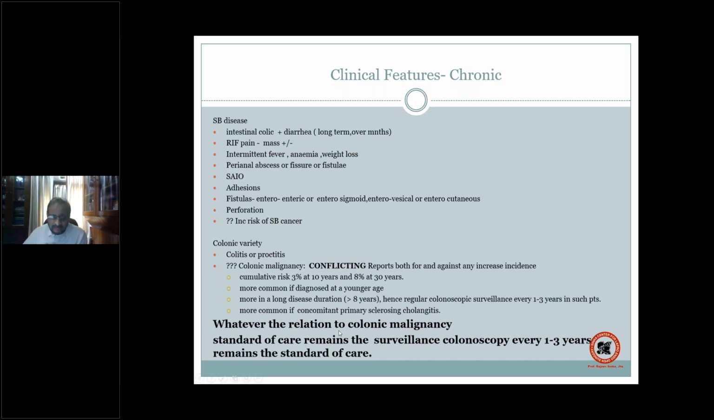That's why, whatever the relation to colonic malignancy, it is not important. What is important is that if the patient has been having the disease for more than 8 years or at a younger age, this patient should be under proper colonoscopic surveillance carried out every 1 to 3 years, and that should be the standard of care, right?